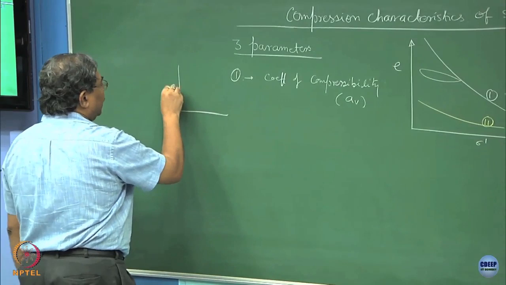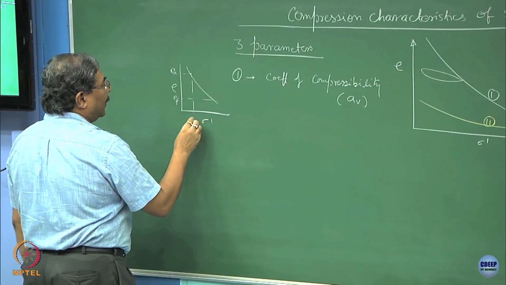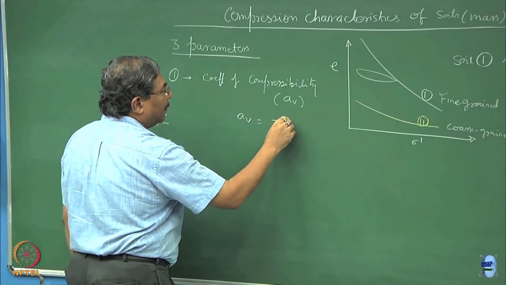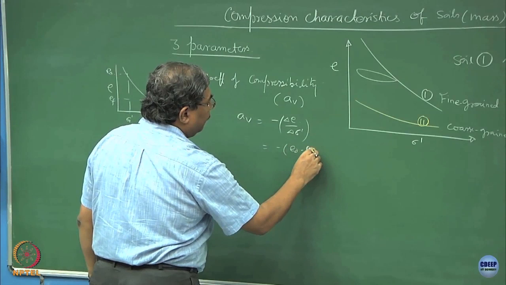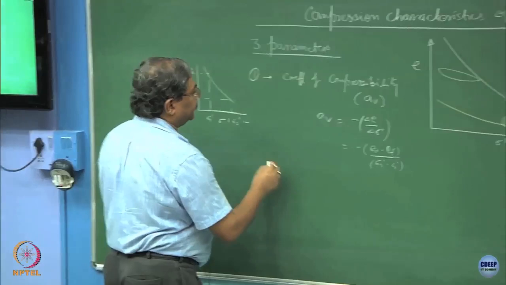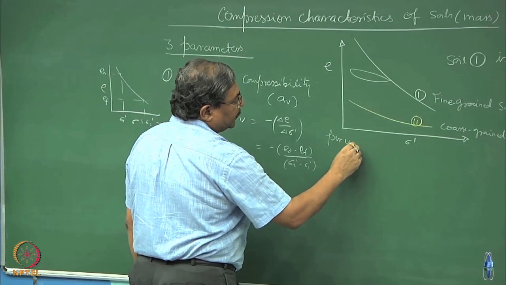Now, if I plot e versus sigma prime, and this is the compression curve, starting from e naught you get to e_f, and this is sigma 1 prime, sigma 2 prime. So, a_v is defined as minus delta e over delta sigma prime, which is equal to minus (e naught minus e_f) upon (sigma 2 prime minus sigma 1 prime). What will be the dimensions of coefficient of compressibility? Per unit stress. All right.